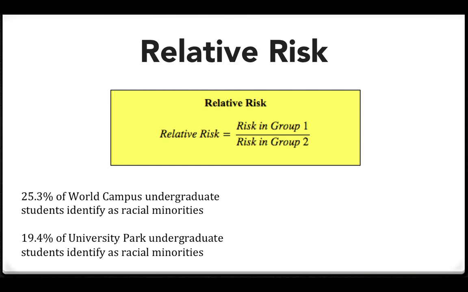25.3% of World Campus undergraduate students identify as racial minorities. 19.4% of University Park undergraduate students identify as racial minorities. We take the proportion of World Campus students divided by the proportion of University Park students to find a relative risk ratio of 1.304. To interpret this, I would say that World Campus students are 1.304 times more likely to identify as racial minorities compared to University Park undergraduate students.